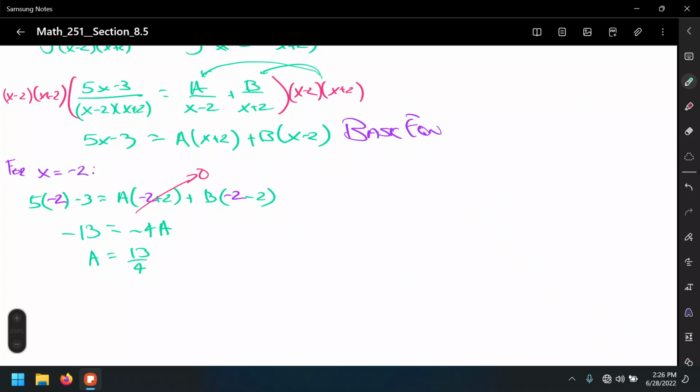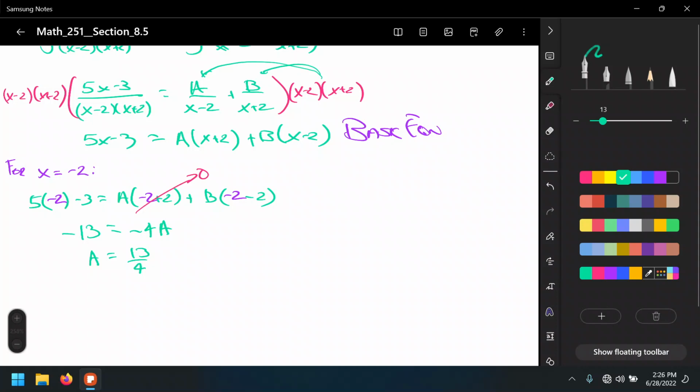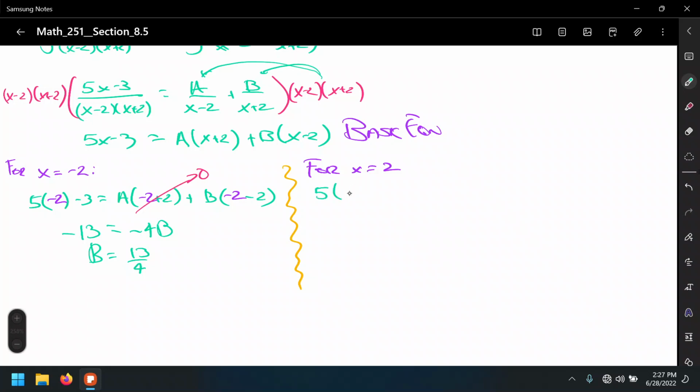Let's do the x plus 2. Yes, it was supposed to be b. And for x equal to 2, so we're going to have 5 times 2 minus 3 equals a times 2 plus 2 plus b times 2 minus 2.